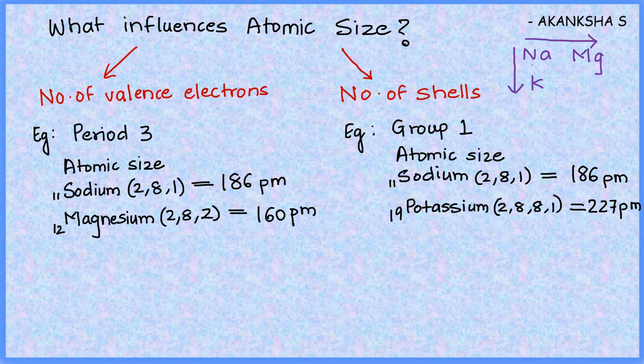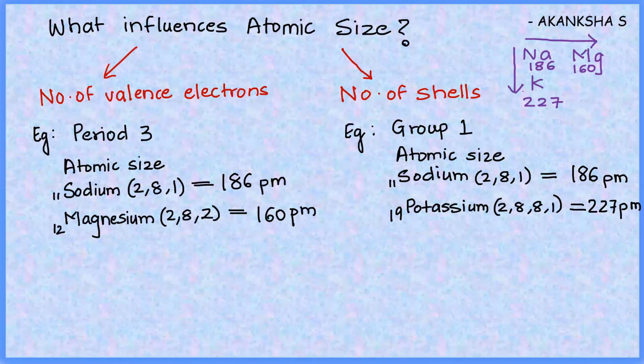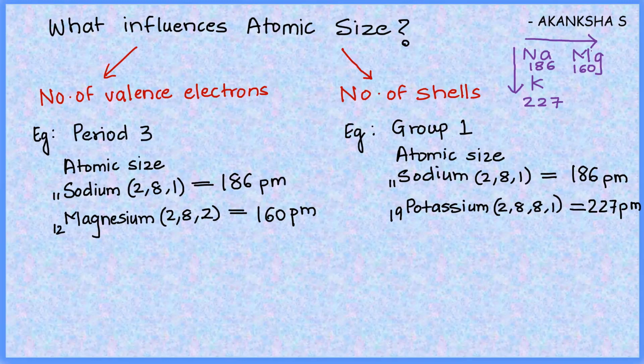Sodium has an atomic size of 186 picometer. Magnesium has an atomic size of 160. Potassium has an atomic size of 227. Our understanding of what is influencing this parameter is that when we look across a period, 186 to 160, atomic size is decreasing along a period. When we look down a group, 186 and 227, atomic size is increasing down a group. So what is the major reason influencing that? That we are going to understand in this particular lecture.